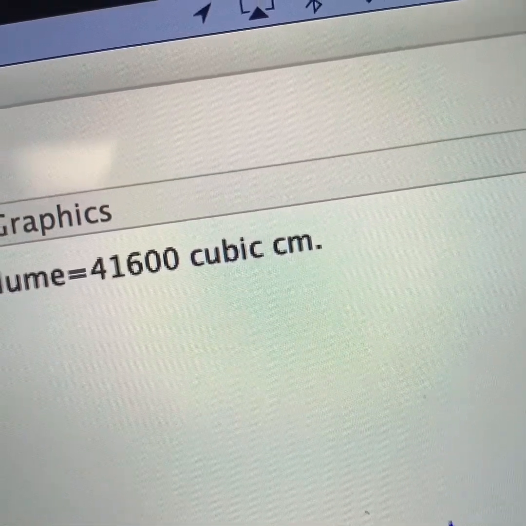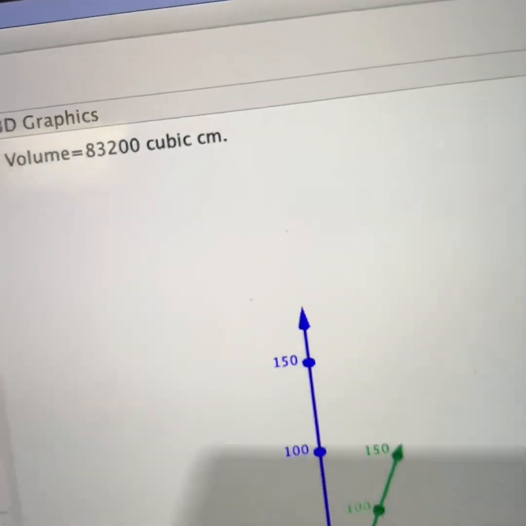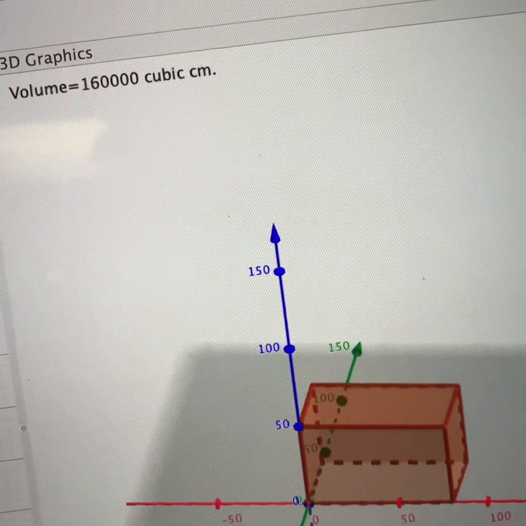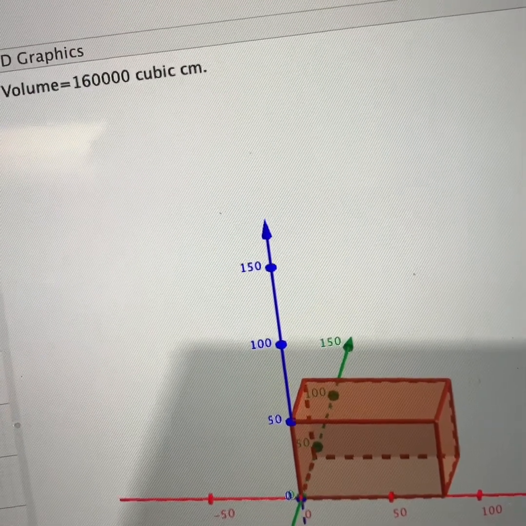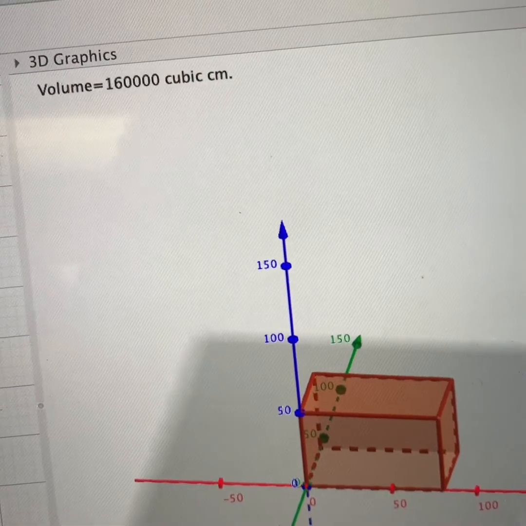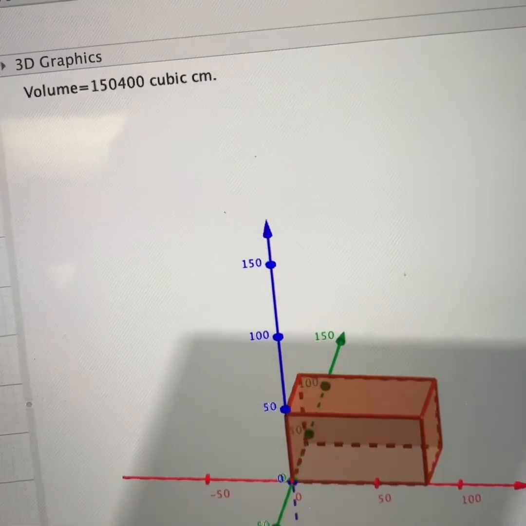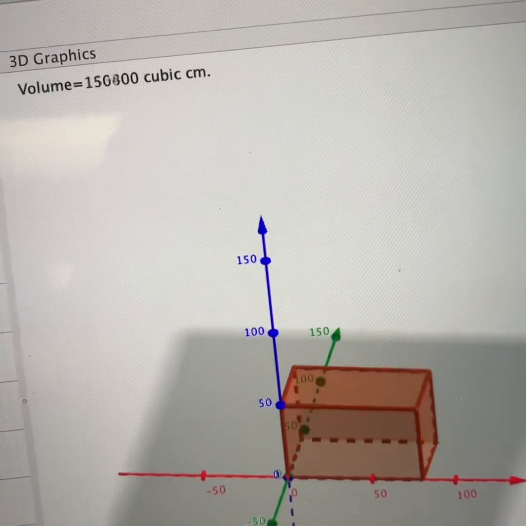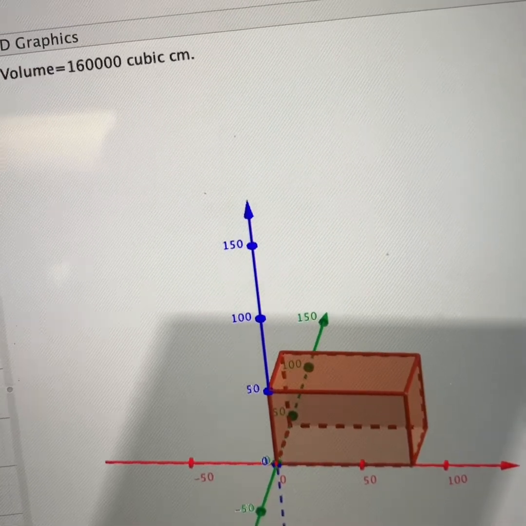As I drag through, notice that the volume keeps changing. And then there it is at 50. This has a volume of 160,000 cubic centimeters. So based on the height, the volume does change. All right. And there's the correct one right there.